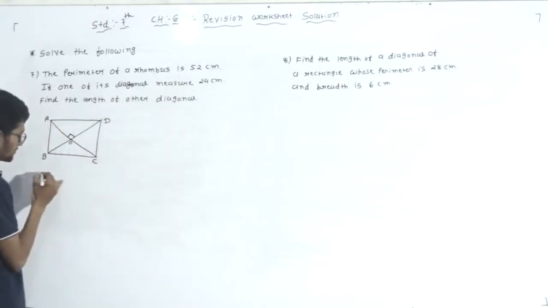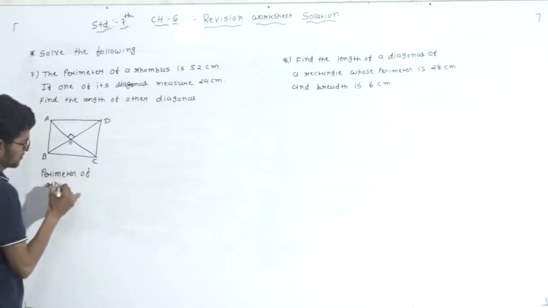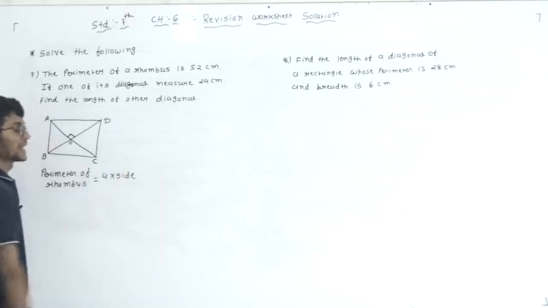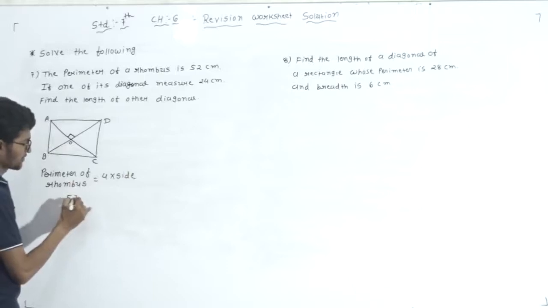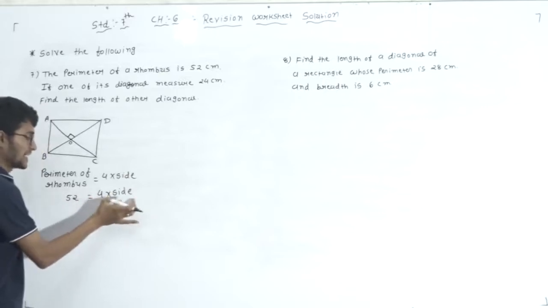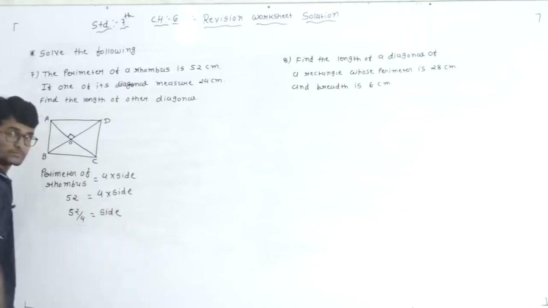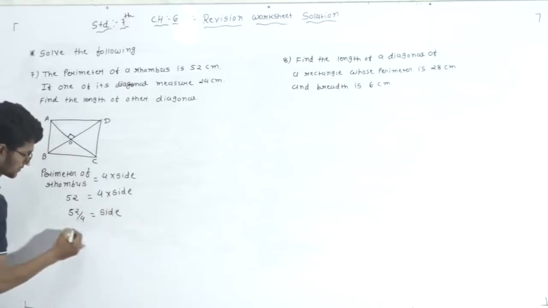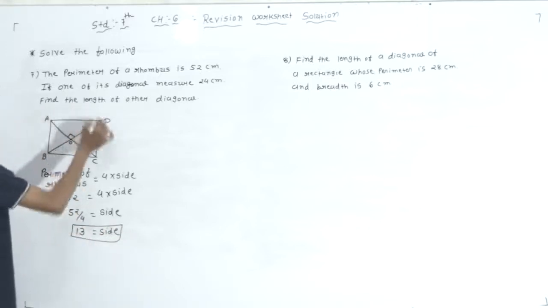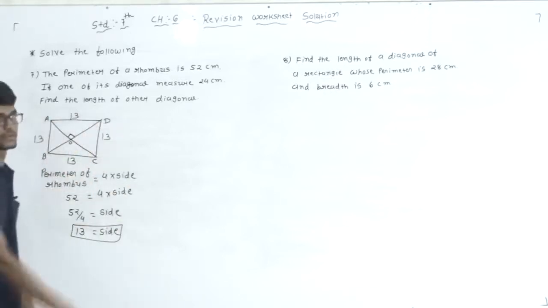The perimeter is given. So what is the formula? Perimeter of rhombus is equal to 4 multiplied by side. Perimeter of rhombus means 52 is equal to 4 multiplied by side. Side is not given, so 52 divided by 4 is equal to side, right? 13 is equal to side. It means, dear students, here a rhombus is given, all the sides are 13, 13, 13 and 13 centimeter.